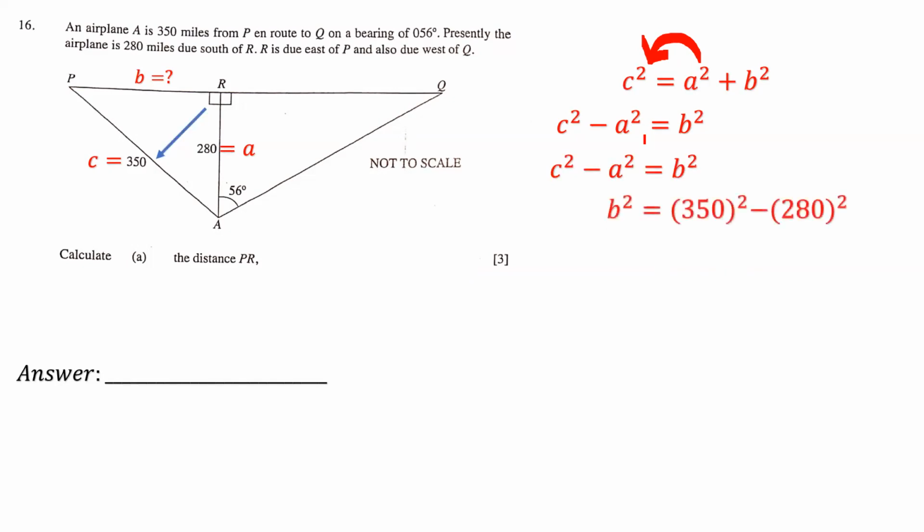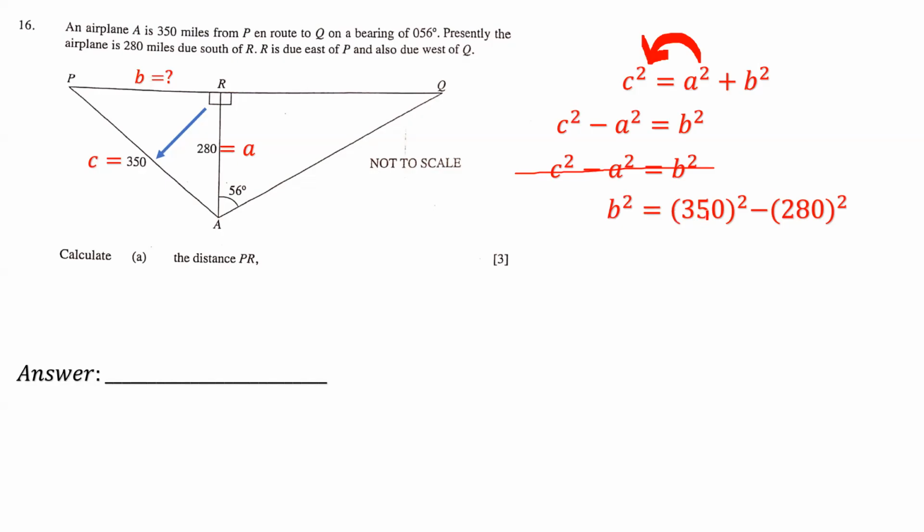Sorry, I didn't switch the equation around. What we're supposed to do is, let me erase that line. We don't need this line. I wrote it twice. We do not need that line. So if we switch the equation around and we substitute, what we have here is C squared, that's 350 squared, and A squared, that's 280 squared. All I did was switch the equation around and write C squared minus A squared.